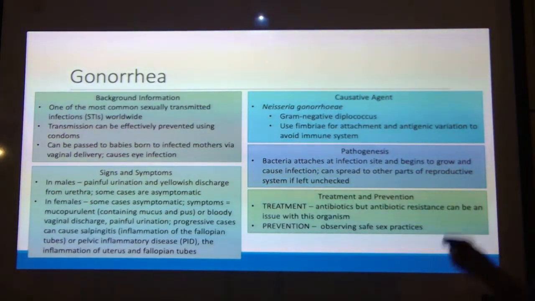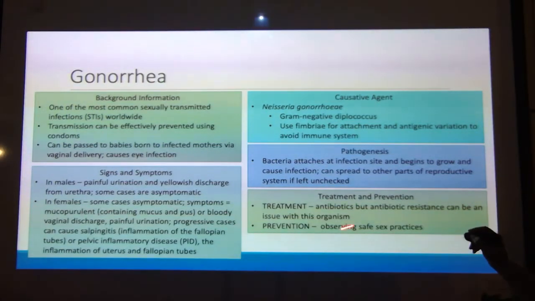It is a gram-negative diplococcus. It uses fimbriae for attachment and antigenic variation to avoid the immune system. So again, I'm changing the antigen so the immune system can't find me. Bacteria attaches at the infection site and it begins to grow and it causes the infection. It can spread to other parts of the reproductive system if left unchecked. That's what this is.